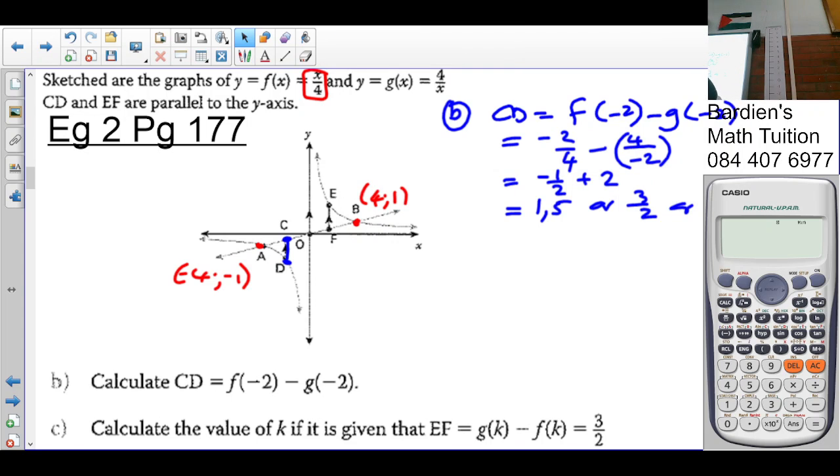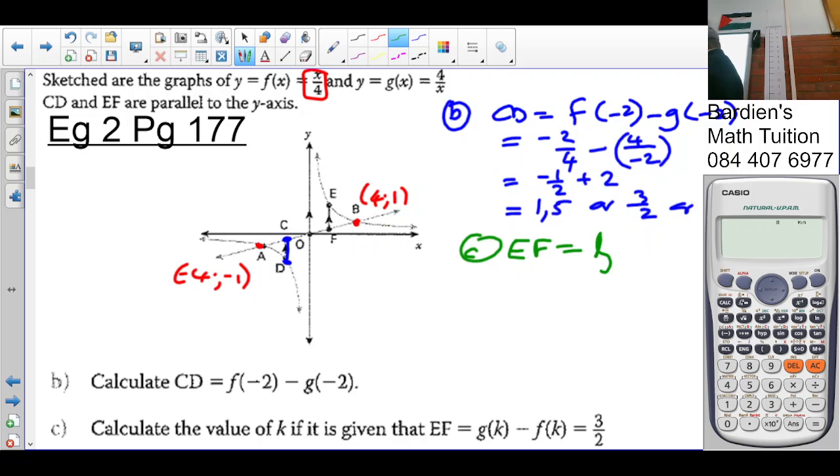We will do C the same. The question says, calculate the value of K, if it's given that EF is equal to g of k minus f of k, which is equal to 3 over 2. So we know K can be minus half, not so? No. This is where f is on top.